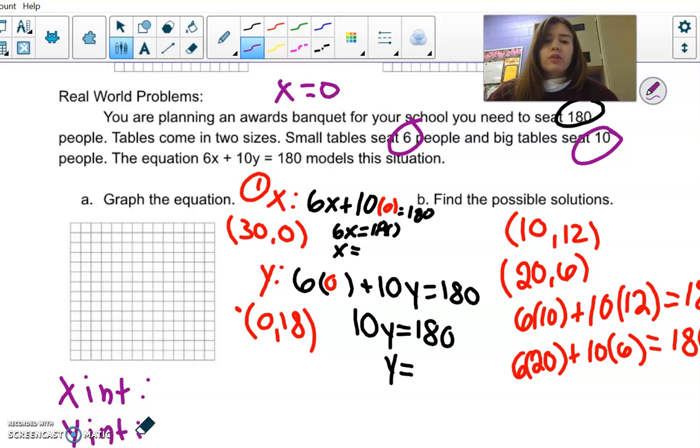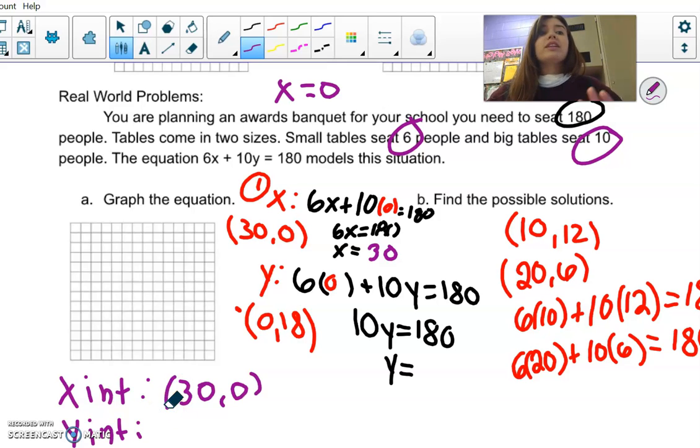Okay, so for x, we plug y equals 0. So that's 6x plus 10 times 0 equals 180. We get 6x equals 180. We divide 180 by 6 and we get 30. Okay, so we know y equals 0 and x is 30, so 30 goes first and then there's 0.